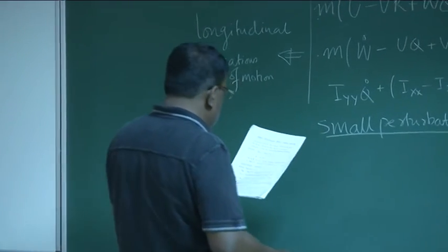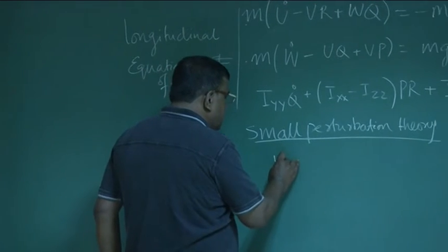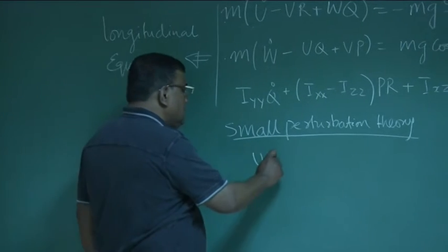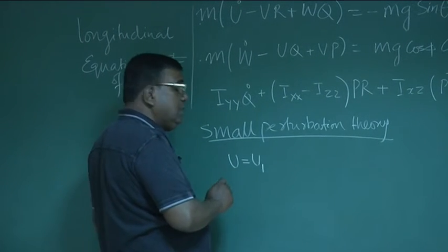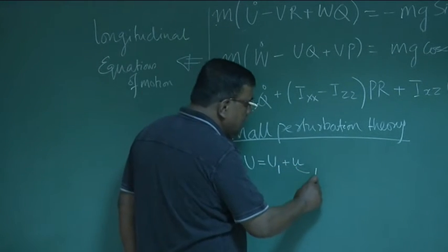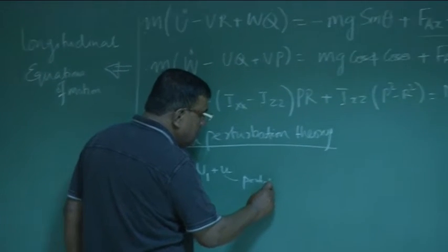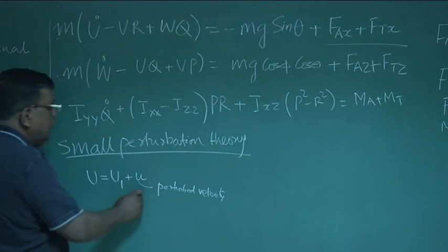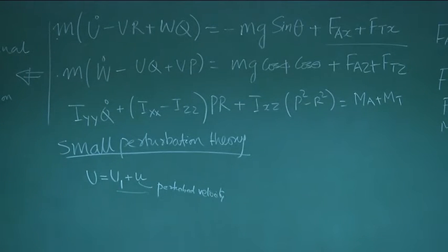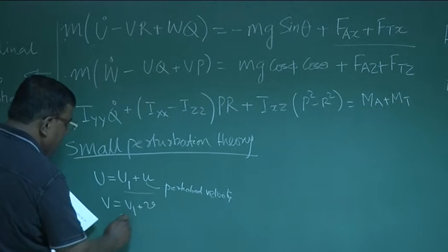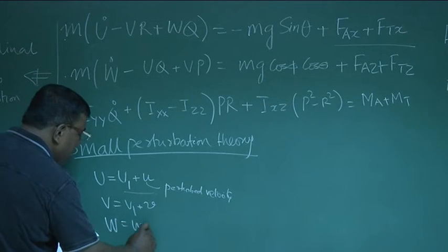So let us say we represent the total velocity after giving a disturbance as u equal to u1, the speed at steady state, plus a small quantity u, the perturbed velocity. Clear? So you could see that we are using that linear approximation. Similarly, we can write v equal to v1 plus small v, w equal to w1 plus small w.